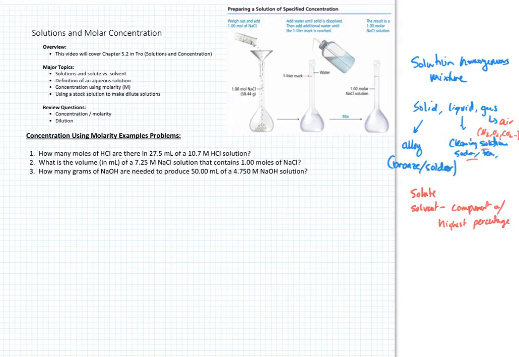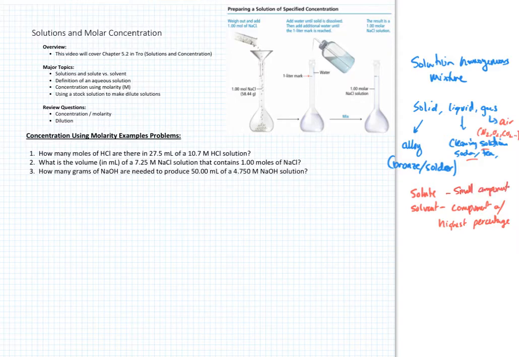So, for example, air, the component would be nitrogen. About 78% of air is nitrogen. So the solvent would be nitrogen, and the solutes would be these other things that are dissolved in it. In these examples, cleaning solutions and can of soda and tea, water is the solvent, and then whatever is dissolved in it is called the solute. So this is the smaller components.